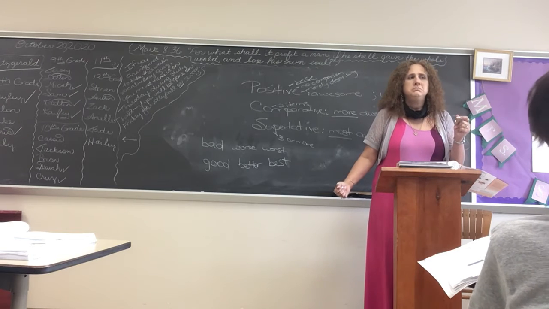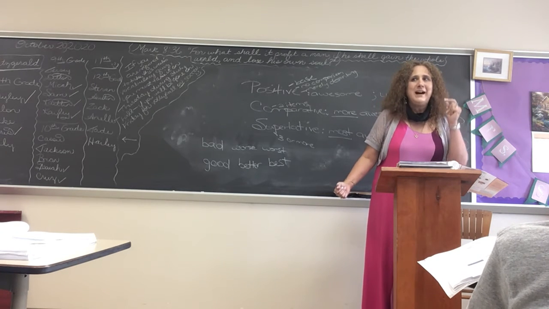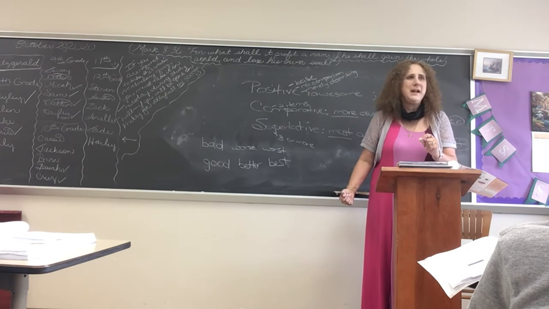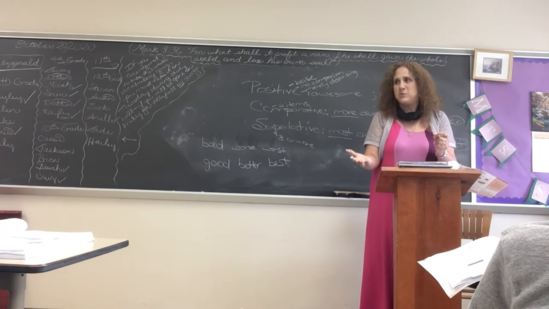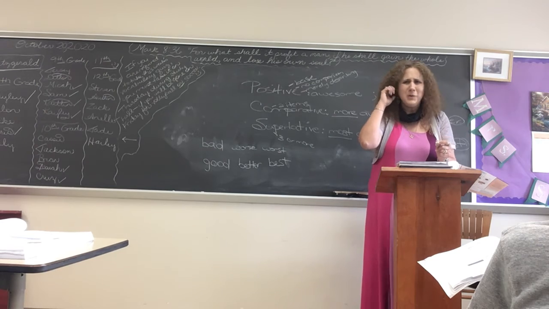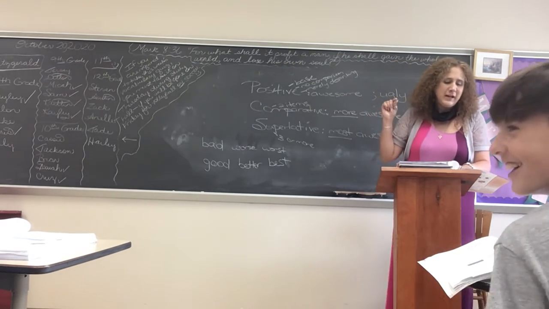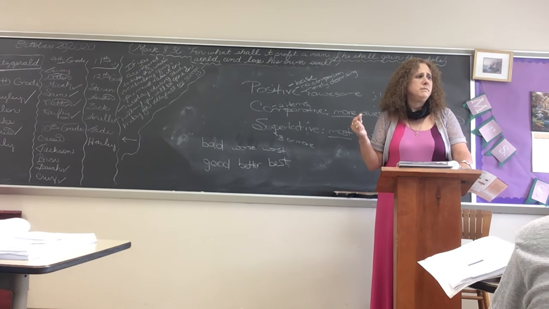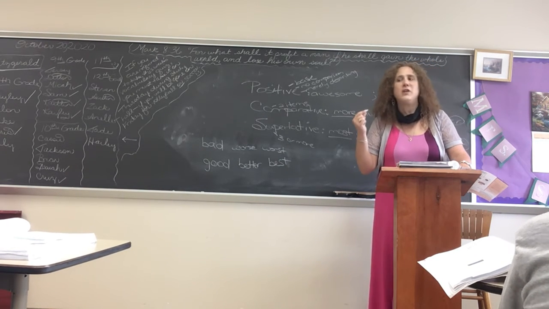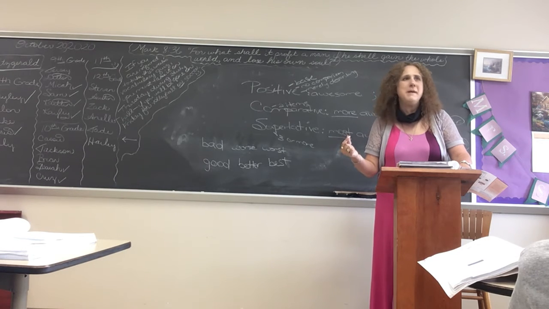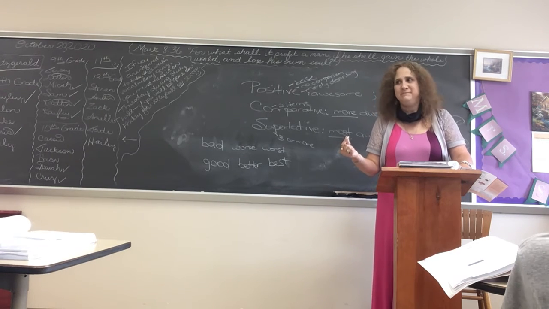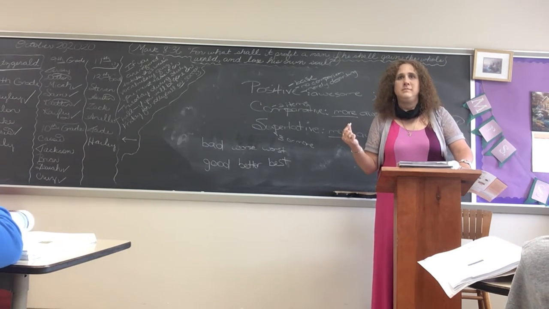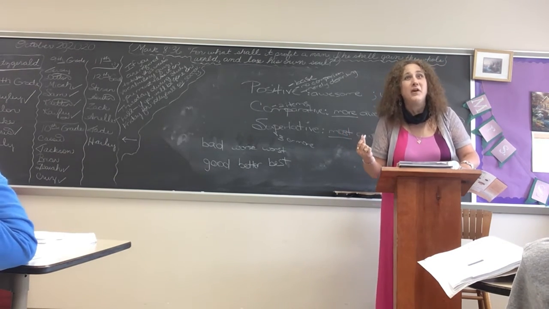Unique. If unique means one of a kind, you cannot be more one of a kind than one of a kind. You can't be more unique. It's unique. It's one of a kind. Okay, here's another one. Perfect. What does perfect mean? Like it can't be any better. It's flawless. So how are you going to be more perfect? You're not. Okay? Eternal. What does eternal mean? Everlasting. You can't be longer than forever.